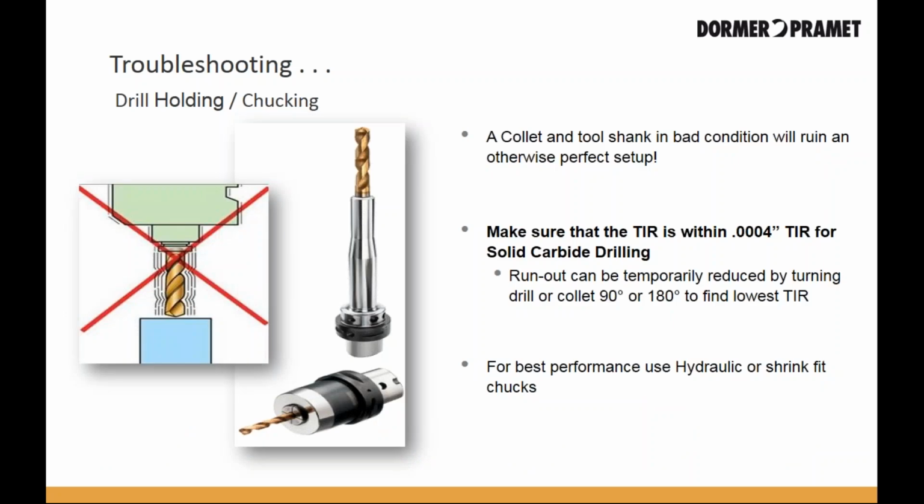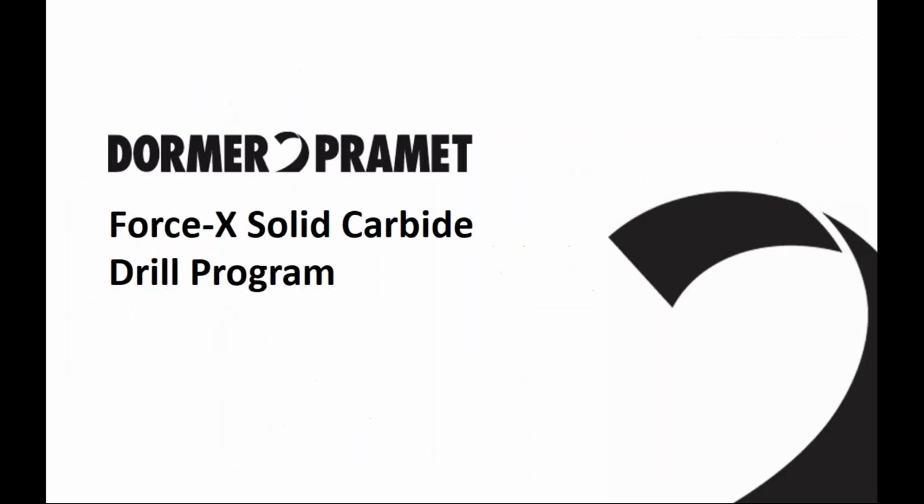Vibrations and runout beyond 0.0004 TIR are your worst enemies in solid carbide drilling. A beat up or bad collet, a damaged tool shank, or a damaged holder can ruin an otherwise perfect setup. As illustrated on the previous slide, shrink fit or hydraulic chucks offer the most accuracy in solid carbide drilling. Next, I will provide a brief overview of our Force X solid carbide drilling program.